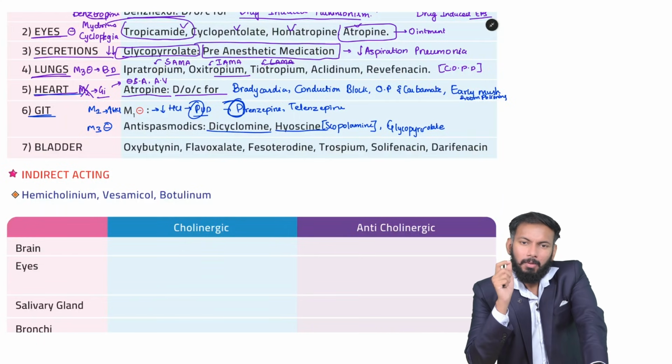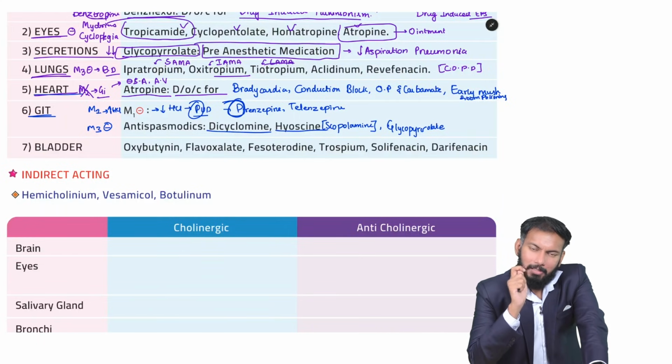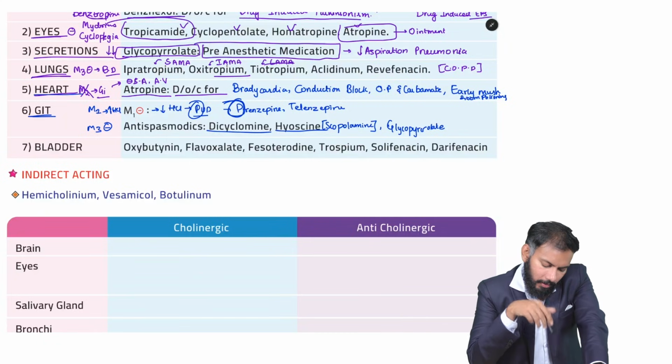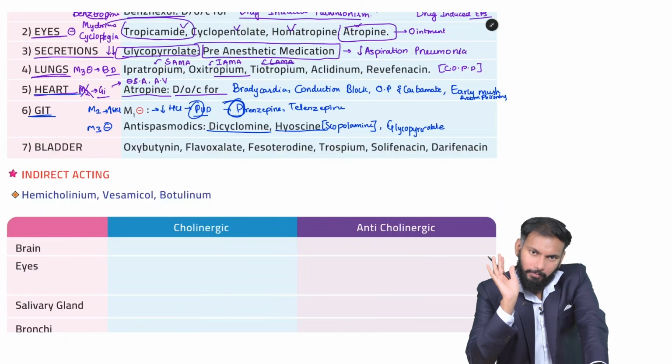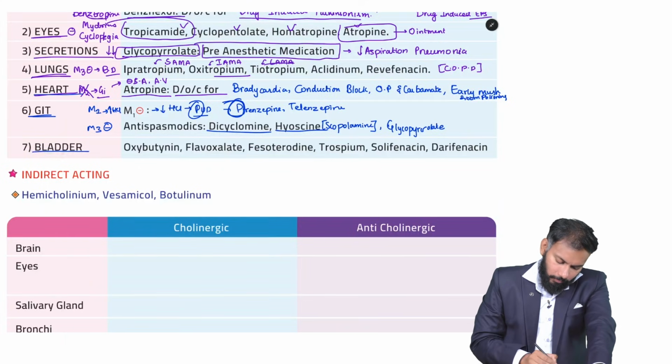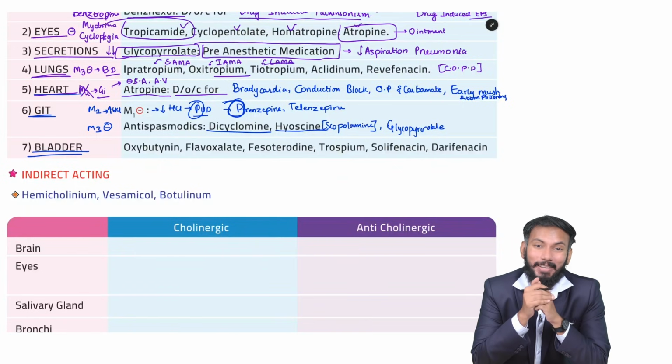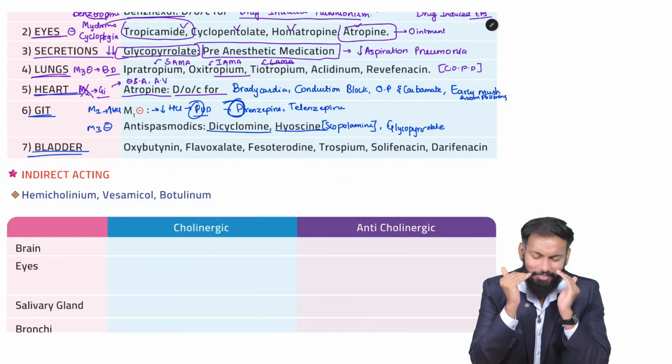If you know, women when they get menstrual pains, they use a tablet called Meftal-Spas. It contains mefenamic acid along with dicyclomine. Okay, that's all. Coming to bladder, this is the hot topic that has been tested in NEET-PG and INI-CET frequently.